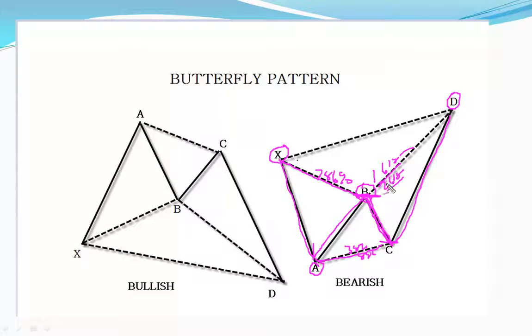We're also taking the X high, low, A, and then measuring up a 1272 to a 1618. All right, so you're looking at that on the way up also.